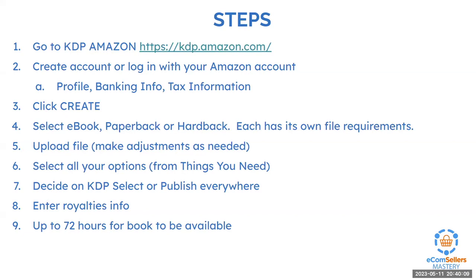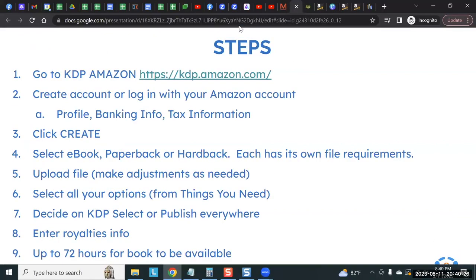And then you're going to enter your royalties information. So you have to know how much you wanted to sell the book for. And then you're at the place where you hit submit. So the process that may take the longest is step 5, but step 5 includes many other sub-steps. So let's talk about what those sub-steps are.